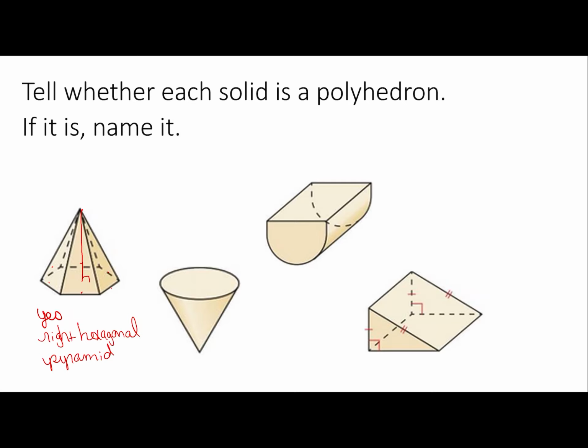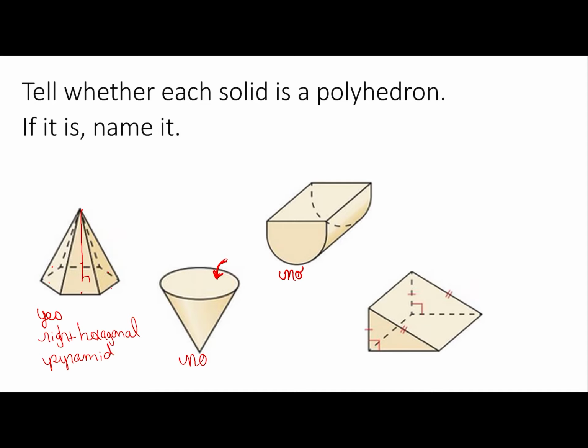Next one, is this a polyhedron? We're going to say no, because the base of this, even though it's upside down, this cone has a circle for the base. And when it has a circle, it's not a polygon, so it is not a polyhedron. Three-dimensional solid, not a polyhedron. How about this one? That's easy now. This is a no as well, because we have a semicircular base or some sort of a curved base.